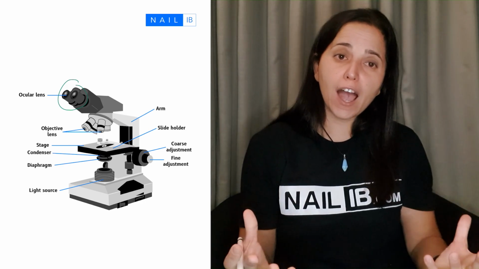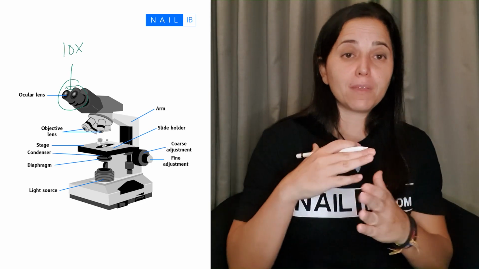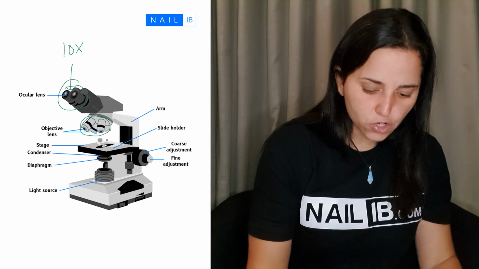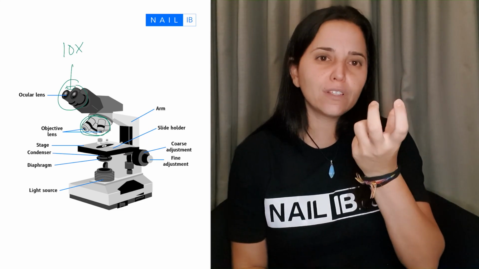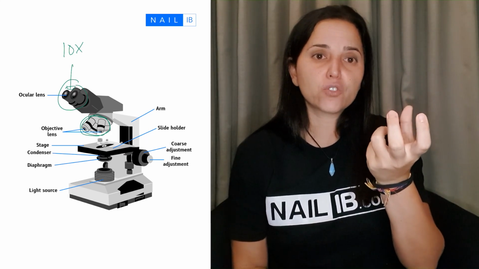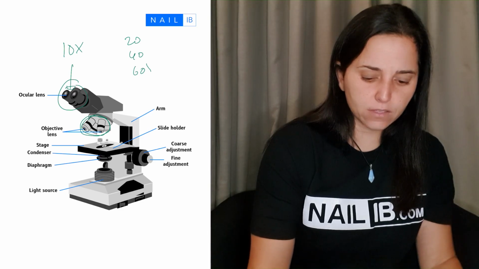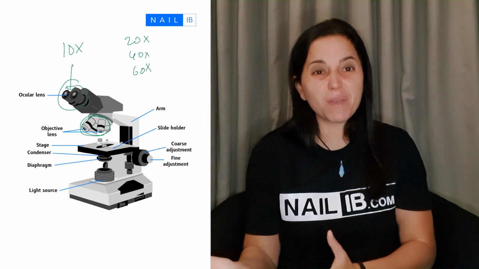That's where you put your eyes. Usually here there's a lens that makes it 10 times bigger. That means you zoom in 10 times bigger. It goes with a combination of the objective lenses right here, which you can turn around, and there are 3 types of pieces, which are made of lenses too. So these can be 20x, 40x, 60x. Now what are these? 20 times bigger, 40 times bigger, 60 times bigger.